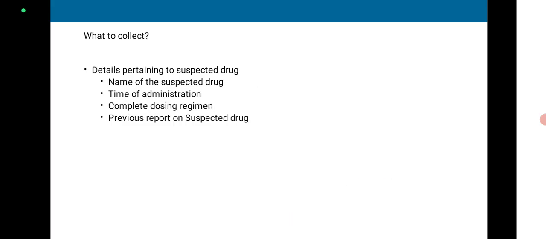What are the details pertaining to the reaction that need to be collected? The nature and severity of the suspected reaction, time of onset of the suspected reaction, duration of the suspected reaction, and previous reports on the reaction. Now, the details pertaining to the suspected drug: name of the suspected drug, the time of administration, complete and specific dosage regimen, and previous reports on the suspected drug.